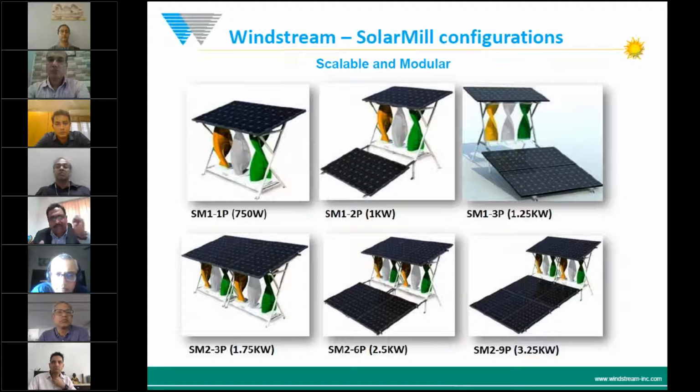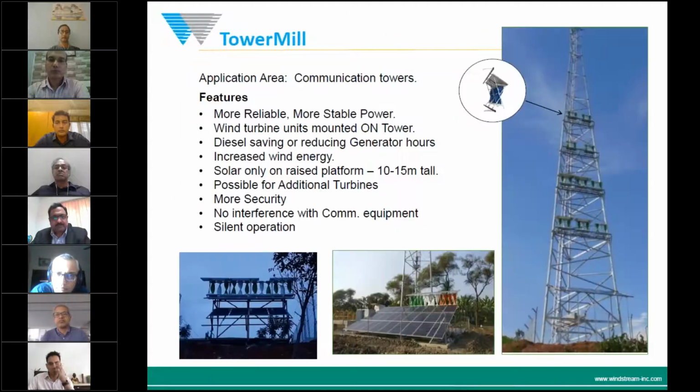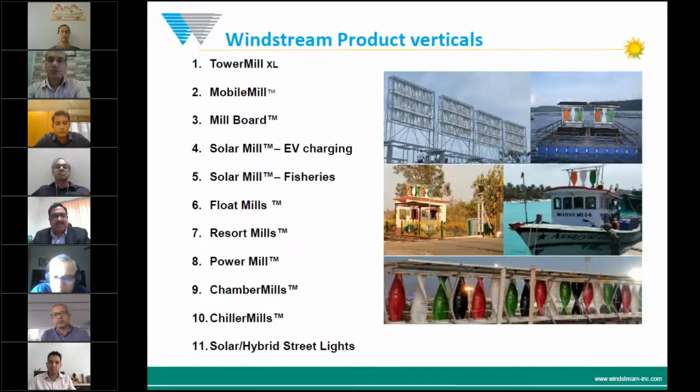It means that a hybrid system does not mean that you need to have 50% wind and 50% solar. It can be 10% wind, 90% solar, to 90% wind and 10% solar based on the resources available and the applications needed. And if you look at the applications, once you design a product like this, applications are innumerable.